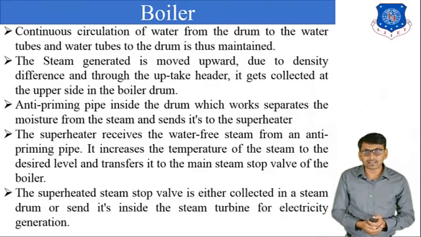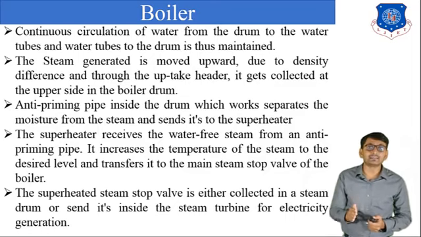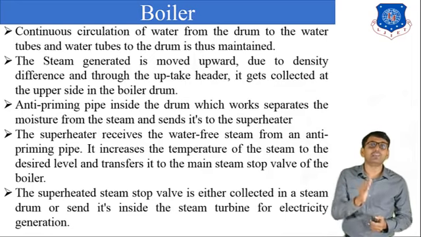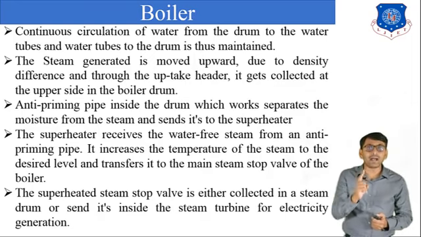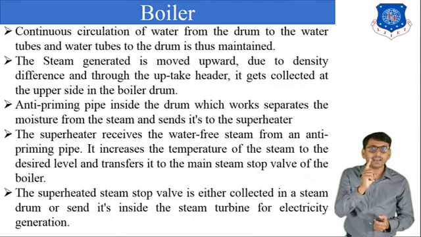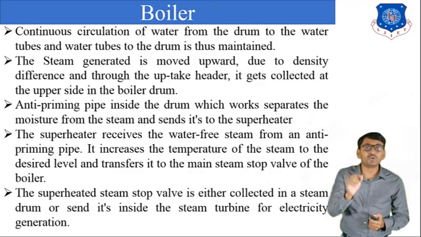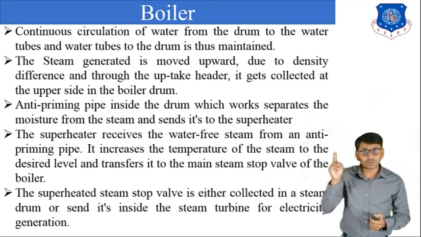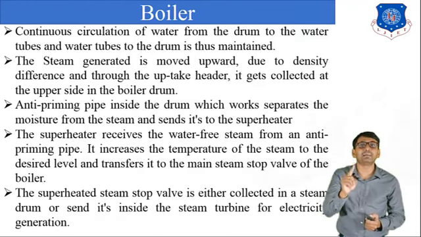So in this lecture we discussed first the Cochran boiler, and then the Babcock and Wilcox boiler. The Cochran boiler is a fire tube boiler, and the Babcock and Wilcox boiler is a water tube boiler. Cochran is a low pressure boiler, and Babcock and Wilcox is a high pressure boiler.